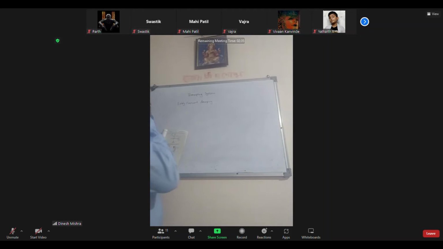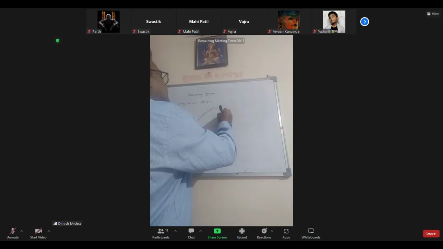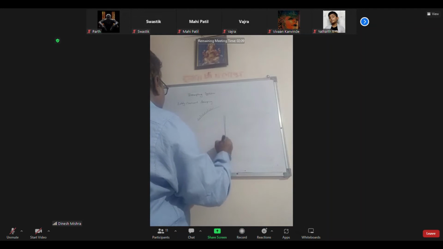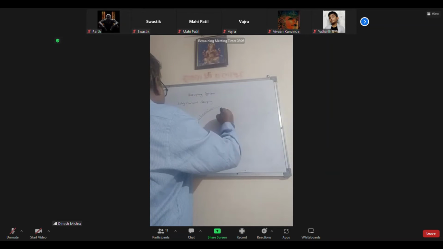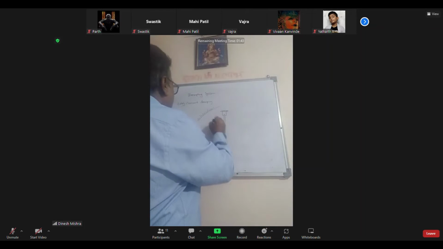So this is the damping magnet. Suppose this is our scale. The outer portion is the deflecting dial, the meter scale, right? After that, we have one damping system, and the controlling system as well. Now, here at the center, one spindle is there.